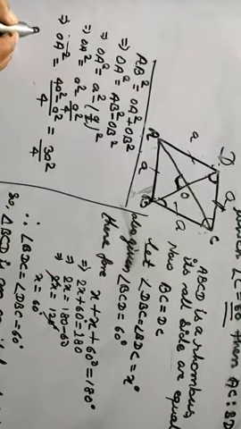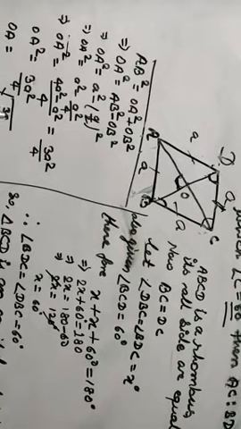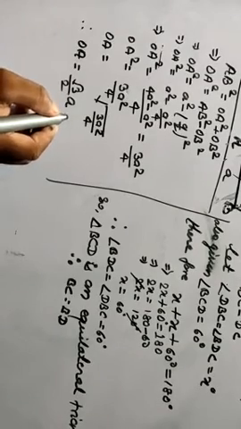We got OA square equal to 3A square by 4. Then OA equal to what? OA equal to root under 3A square by 4. Therefore OA is equal to root 3 by 2 into A. Okay, root 3 by 2 into A, it is OA.